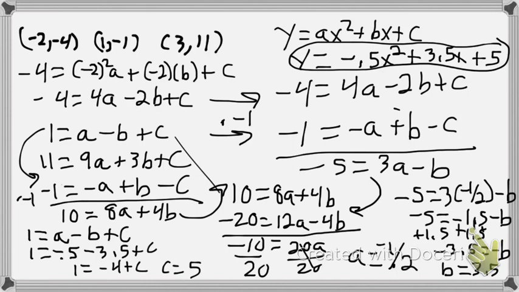3 times 3.5 is going to be 10.5. So I have 10.5 minus 4.5. 10.5 minus 4.5 is 6. 6 plus 5, 11. So my point 3, 11 works.